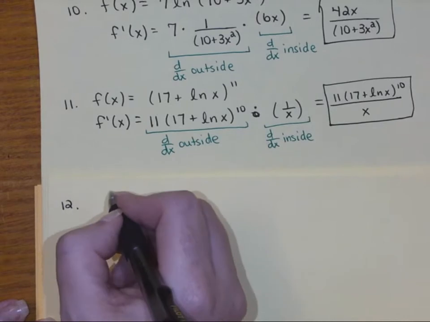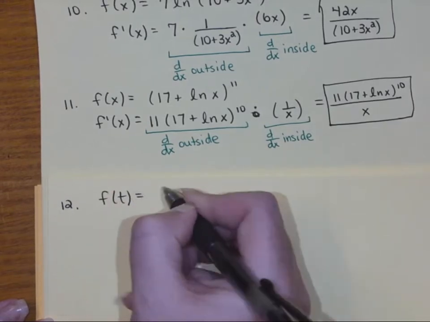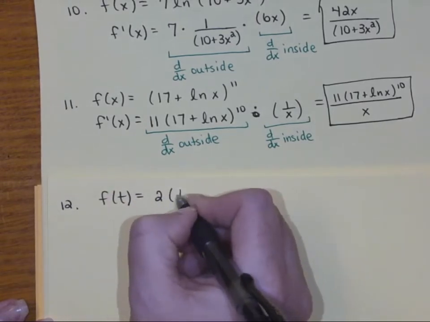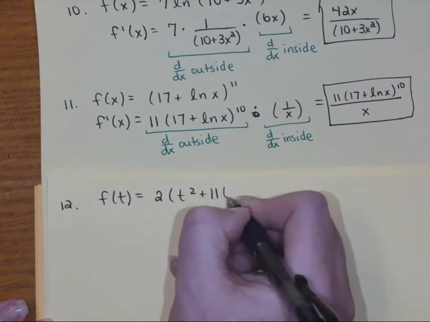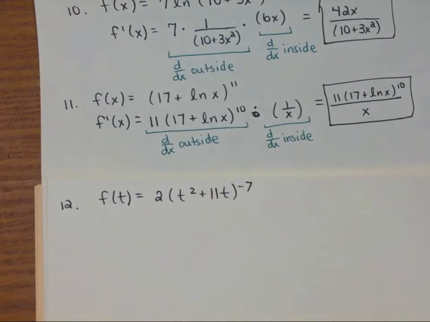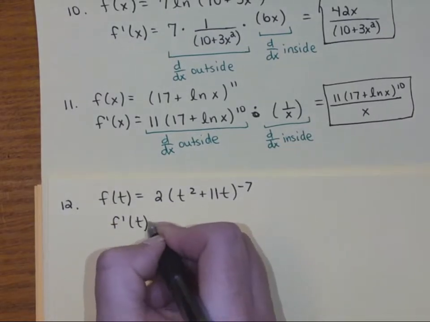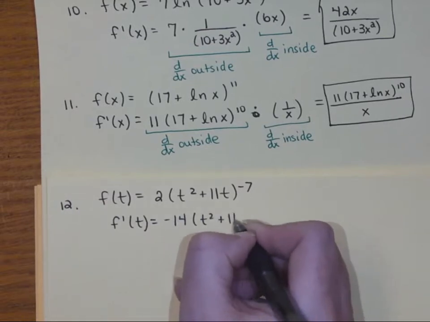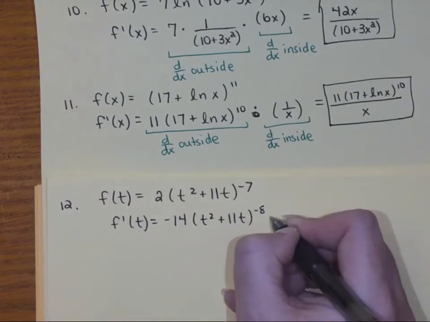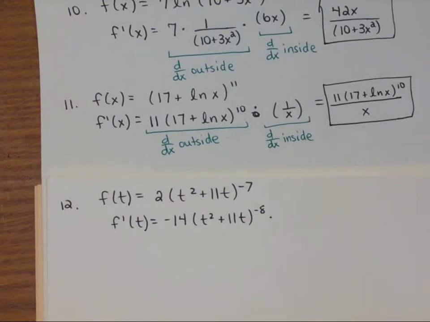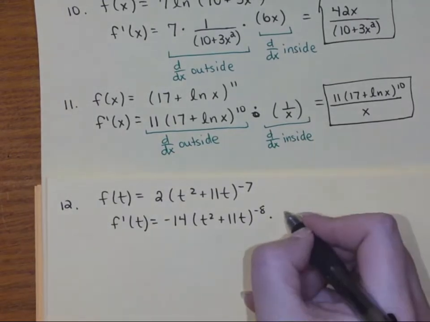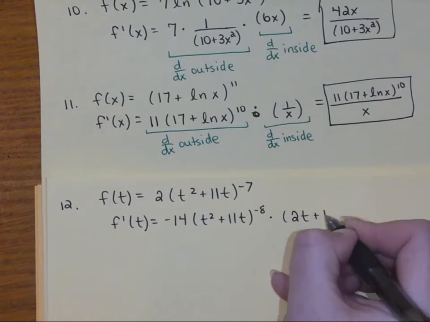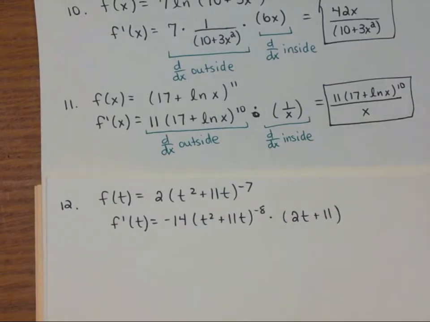Number 12, f of t equals 2 times t squared plus 11t to the negative 7 power. So if I want to find the derivative, power rule first, power out to the front, right, and reduce the power by 1. That's just half of the answer. That's just the derivative of the outside, and then I still need to do the derivative of the inside. This time, make sure if you have a two-part derivative that you put it in parentheses. It's actually incorrect if you don't do that.